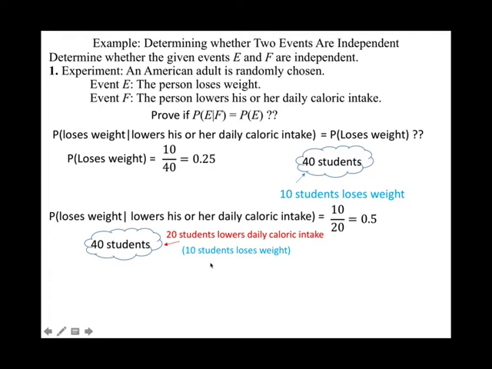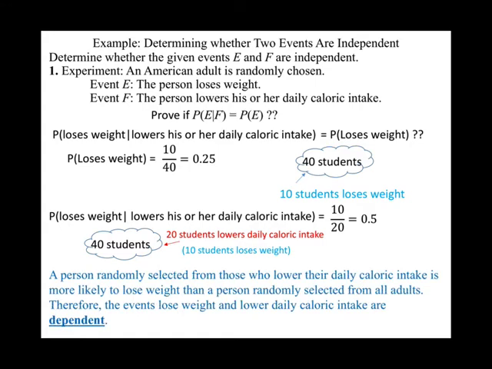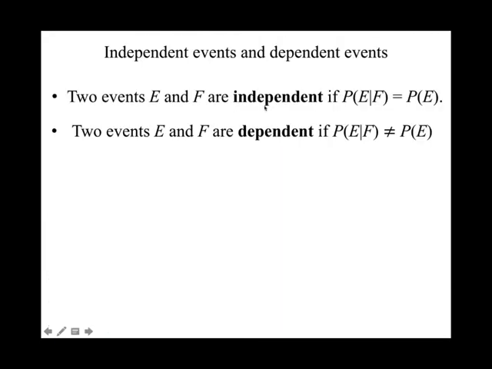So you can see a person randomly selected from those who lower their daily calorie intake is more likely to lose weight than a person randomly selected from all adults. Okay, so this means if you restrict your calorie intake, you should be able to lose more weight, right? Think about it. Does it make sense to you? And that means they are not equal to each other. If this is not equal to each other, then that will be the dependent events. So that will be the dependent events.